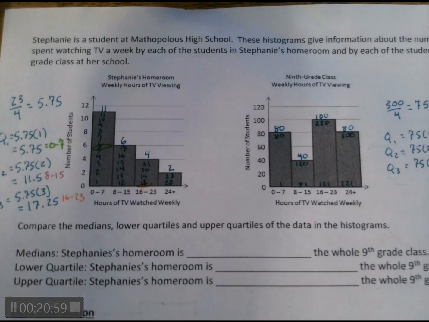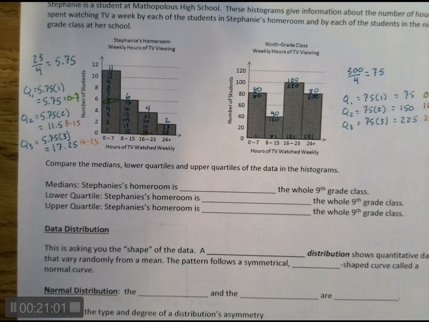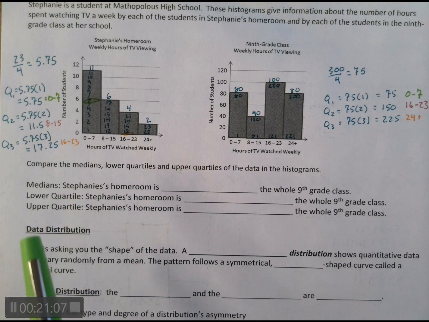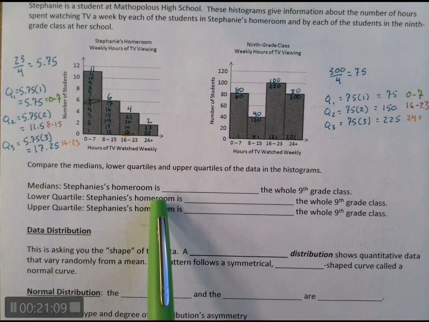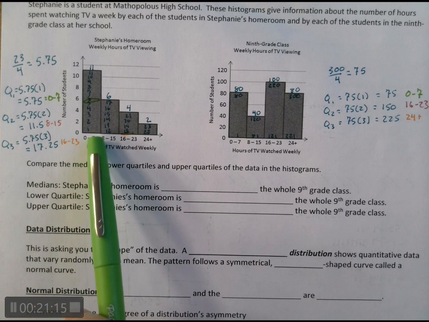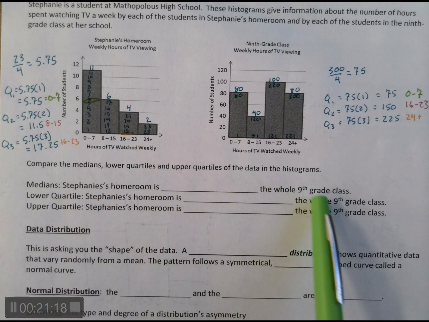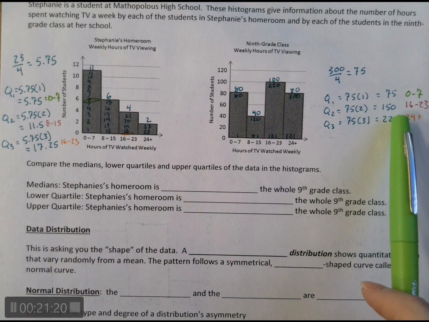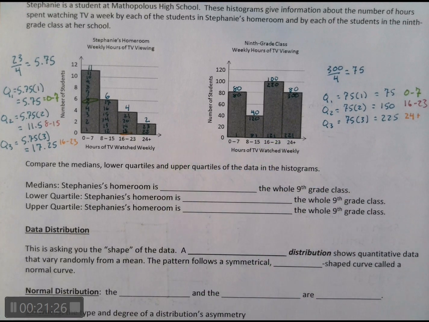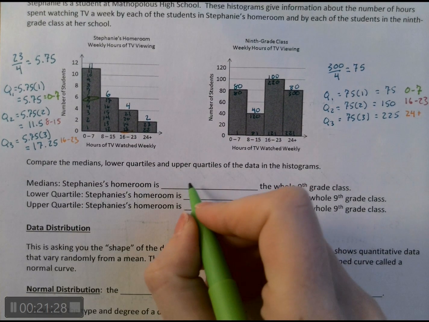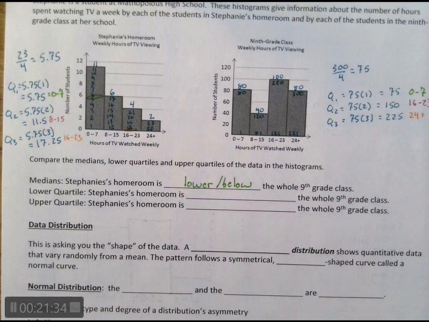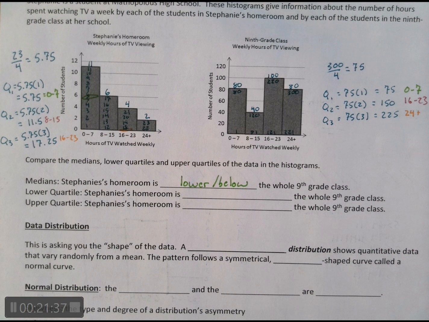The median, whoops, totally moved. Okay. I'm going to zoom out a little bit so that we can see everything. Alright. So we're looking at our medians, which is our Q2. So Stephanie's homeroom is, take a look at what Stephanie's median was. It was the bin 8 to 15, okay? The whole 9th grade class median, well, that median was 16 to 23. So this bin was larger. So Stephanie's homeroom is lower or below, because we are comparing bins.